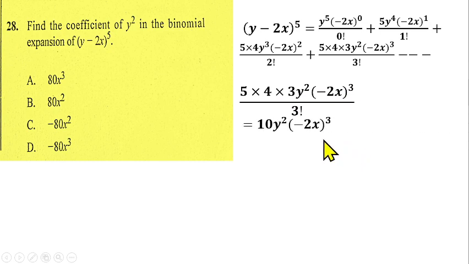So from there, 3 factorial is 6. So 5 times 4 is 20 times 3. That will give us 60. Then 60 divided by 6 give us 10. Then we have 10y squared into minus 2x cubed. Then from there, you can now simplify, the minus 2 cubed will give us minus 8. Then minus 8 times 10 gives us minus 80, then y squared, x cubed as the coefficient of y squared. So which is option D.